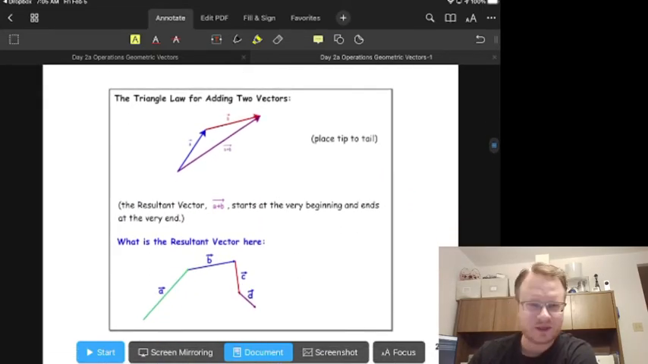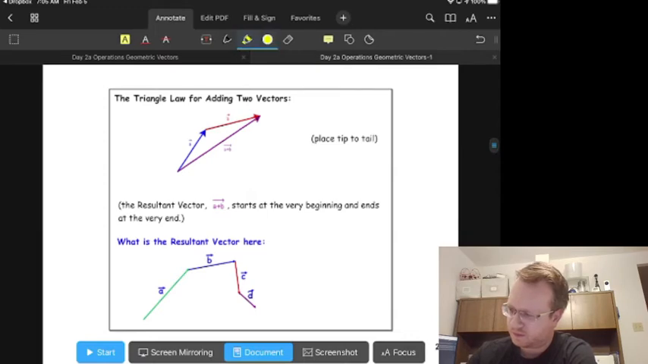Like we said here, place tail to tip. And the resultant vector starts at the very beginning and ends at the very end. I'm going to keep saying that because I know that students have trouble grasping that the first few times through. Basically, the way I always think of it is start at the start and end at the end.